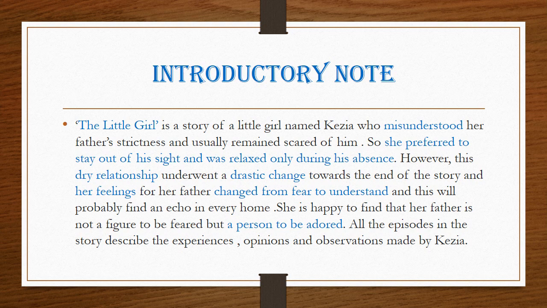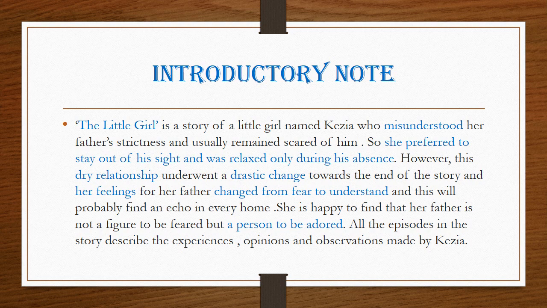The Little Girl is a story of a little girl named Kezia who misunderstood her father's strictness and usually remained scared of him. So she preferred to stay out of his sight and was relaxed only during his absence. However, this dry relationship underwent a drastic change towards the end of the story, and her feelings for her father changed from fear to understanding.